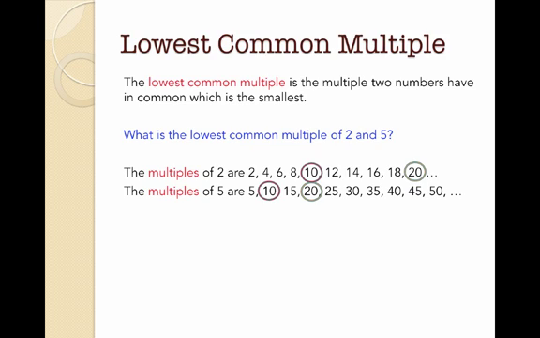In fact, 2 and 5 have plenty of numbers that they have in common, plenty of multiples in common, but 10 will always be the smallest. So the lowest common multiple of 2 and 5 is 10.